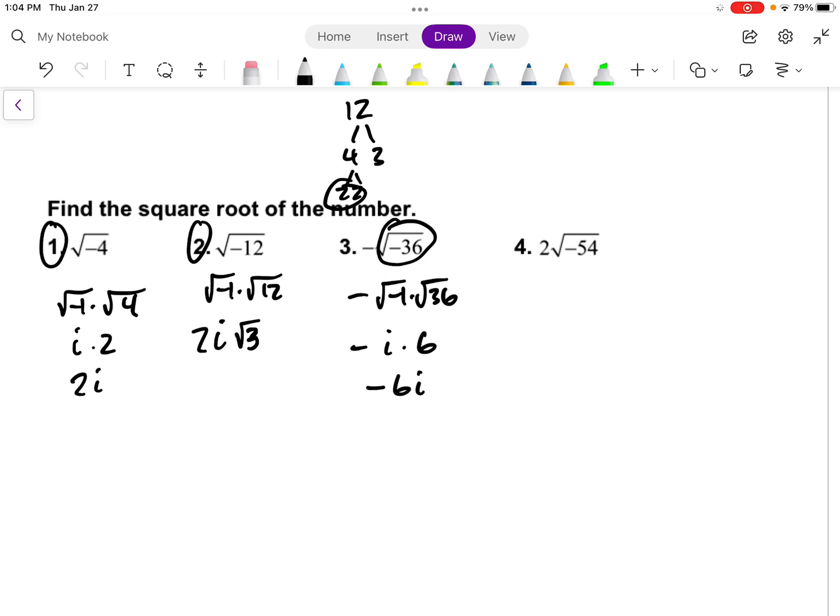Okay, so that kind of shows you where the imaginary comes from, the i. It comes from that square root of a negative. And we can always simplify it by breaking off the square root of negative 1 and making it i.